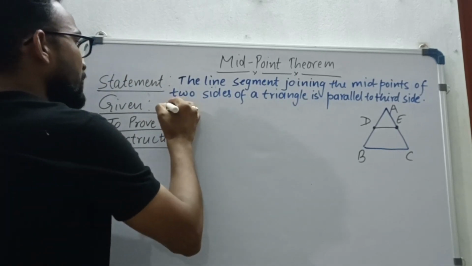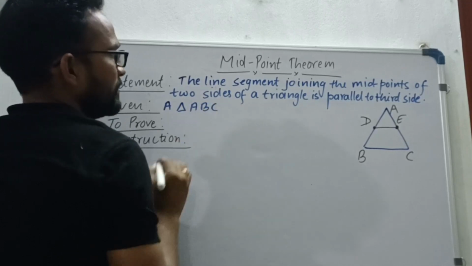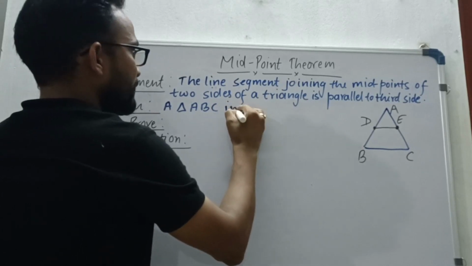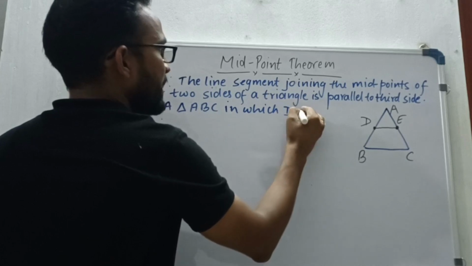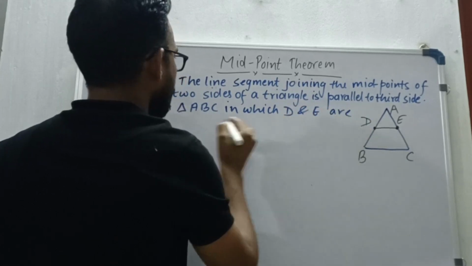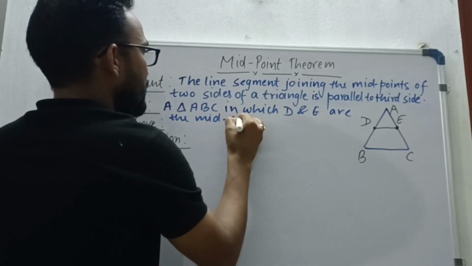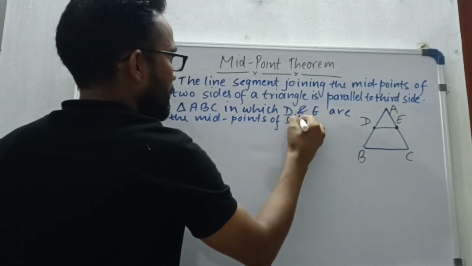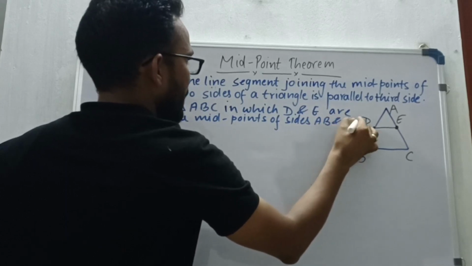What is given? A triangle ABC is given in which D and E are the midpoints of sides AB and AC respectively.